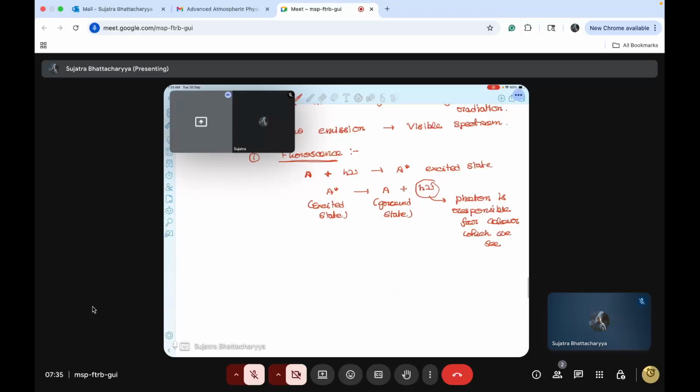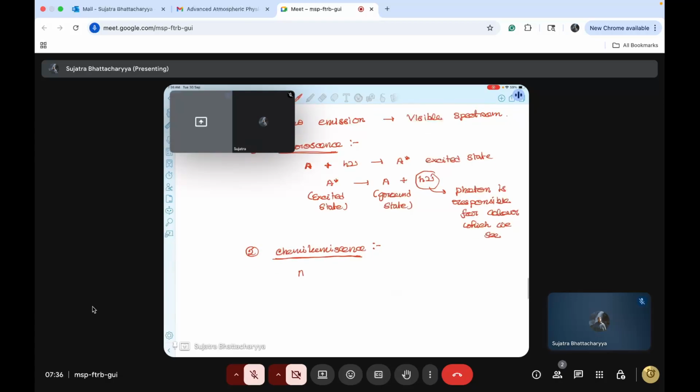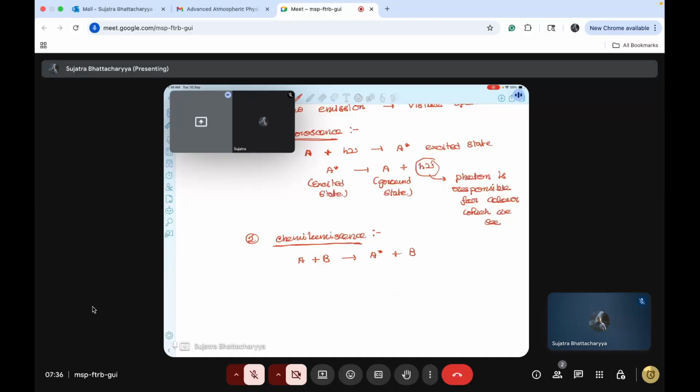All right. This is called fluorescence. Second is chemiluminescence. It is an almost similar process, but there are some differences. In the case of chemiluminescence, you have A plus B giving A star plus B. So it goes again to the excited state.